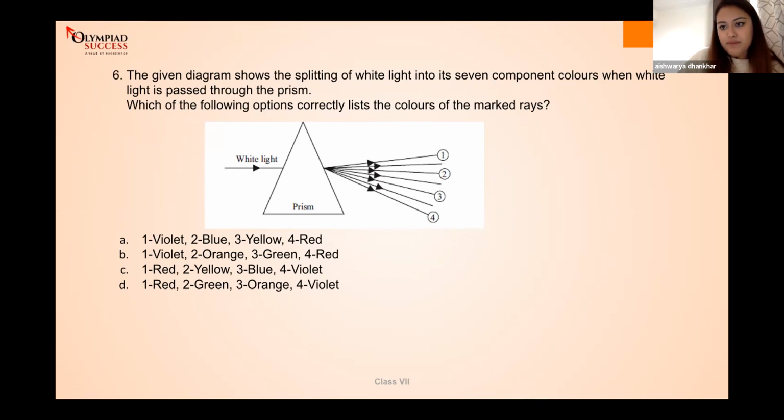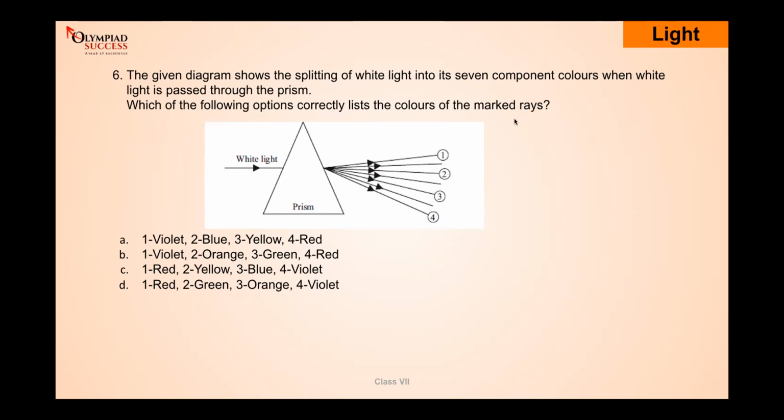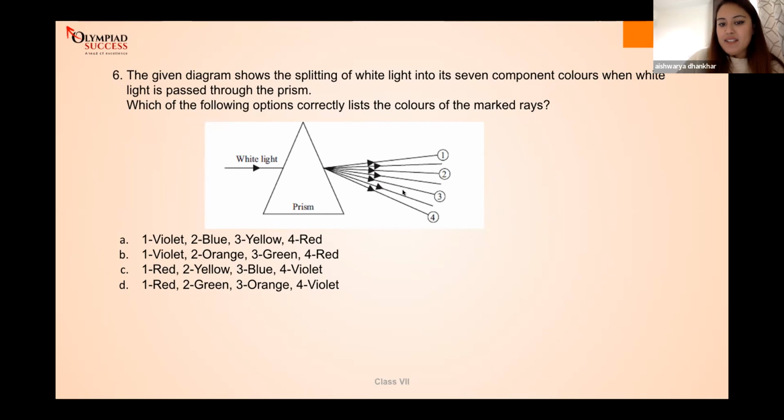Yes, Bhumi. Ma'am, can you please explain this question once again? Okay. So this is white light that is being split into VIBGYOR, right? Now, how do we know whether it is from here VIBGYOR or in this position VI?